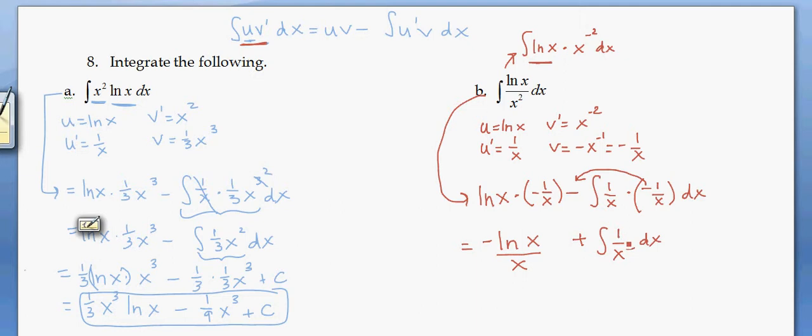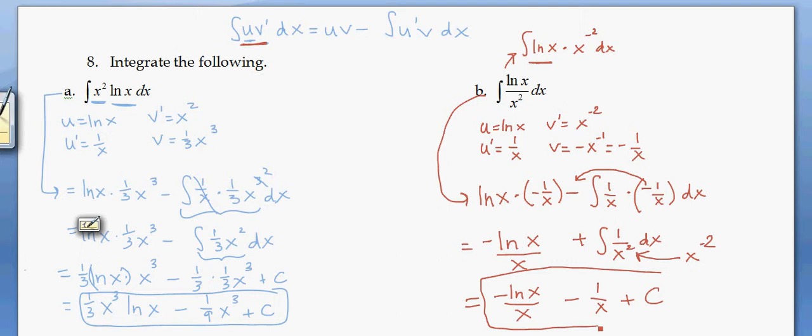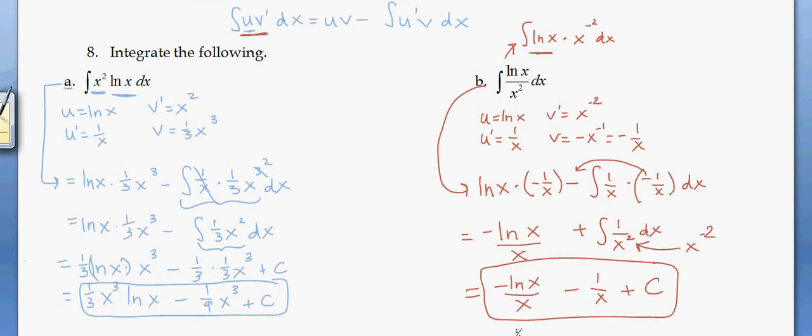Okay, so the point is that this is supposed to be something that I can easily integrate, which I can. This is x to the negative 2. In fact, I've already found that antiderivative here. So we're almost done. Our last step is to actually find that antiderivative. So that stays the same, and my antiderivative of 1 over x squared, or x to the negative 2, is negative 1 over x. And then we add our constant, and we're done. Okay. Let's look at another example.